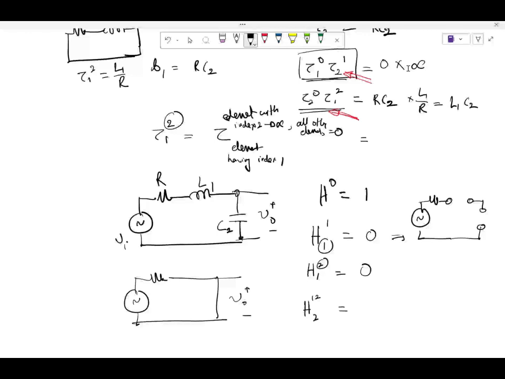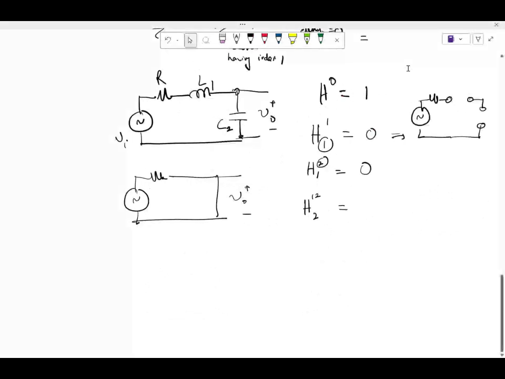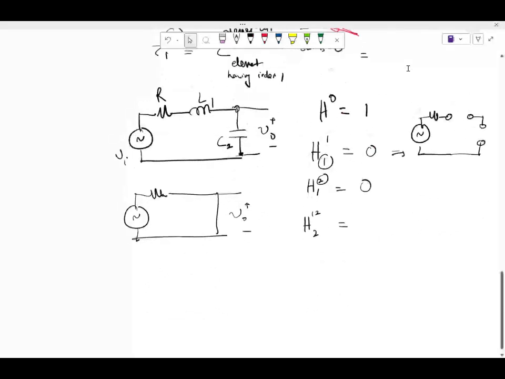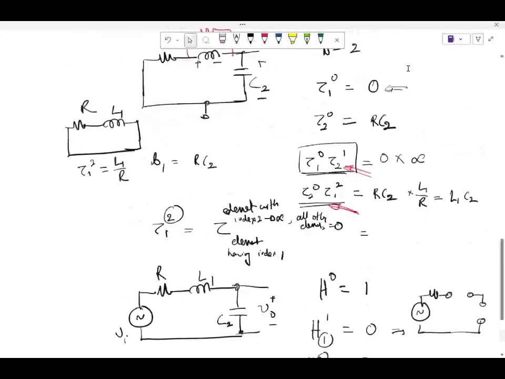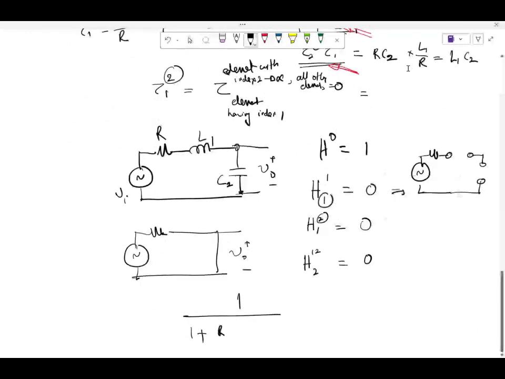Okay, fine. So what about H2 1 2? I mean, if either of the other two cases are 0, obviously H2 1 2 will also be 0. So you ended up with a first order numerator, I mean, the numerator is only 1. In the denominator you have terms of S and terms of S squared. I mean, that is expected, right? So you get 1 over 1 plus RC2 S plus S squared L1 C2. I'm pretty sure you know this because it's a standard circuit that you have seen multiple times before.